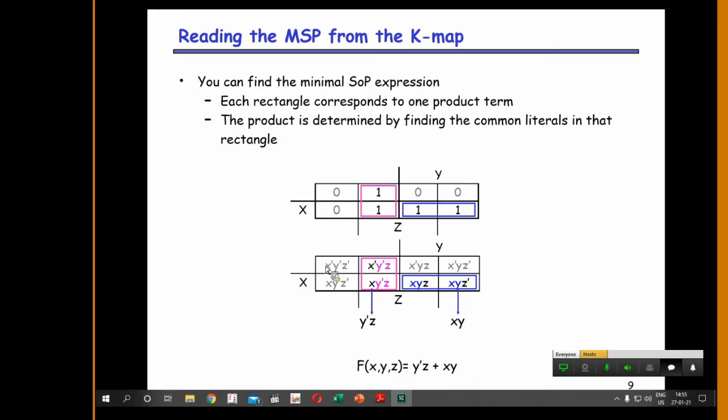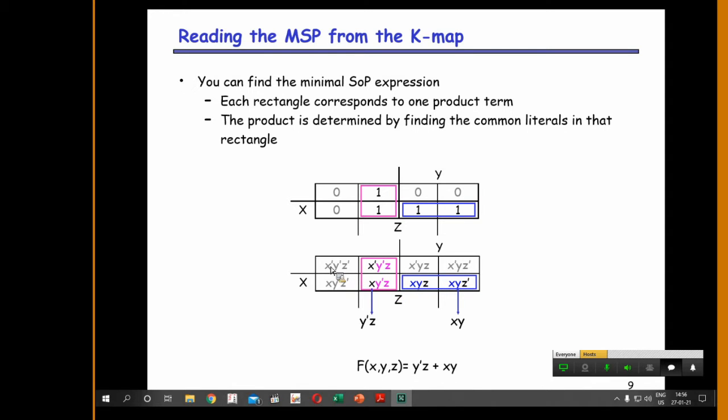For example, just check here. Your m naught is adjacent to m1, m1 is adjacent to m3, m3 is adjacent to m2, m naught is adjacent to m4, m4 is adjacent to m5, m5 is adjacent to m7, m7 is adjacent to m6.